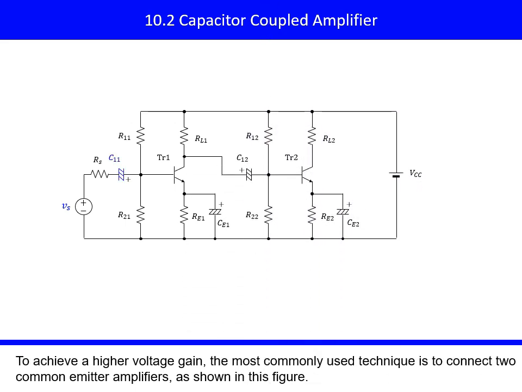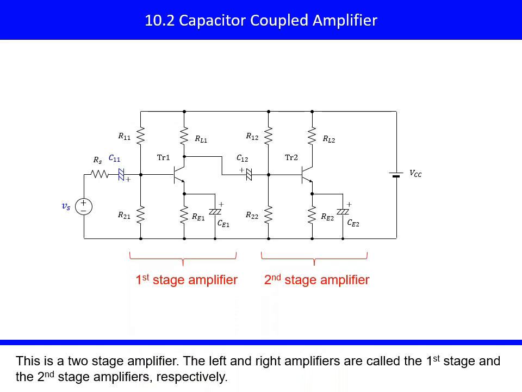To achieve a higher voltage gain, the most commonly used technique is to connect 2 common emitter amplifiers, as shown in this figure. This is a 2-stage amplifier. The left and right amplifiers are called the first stage and the second stage amplifiers respectively.